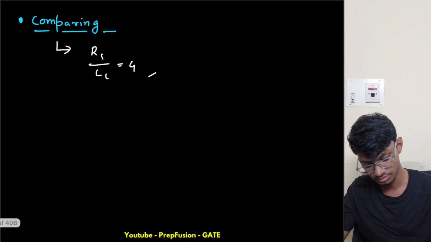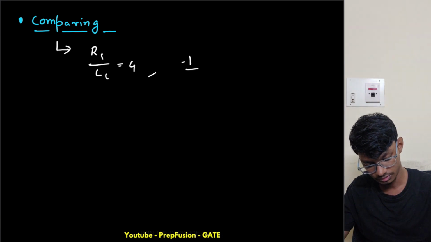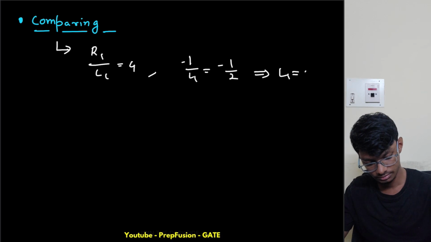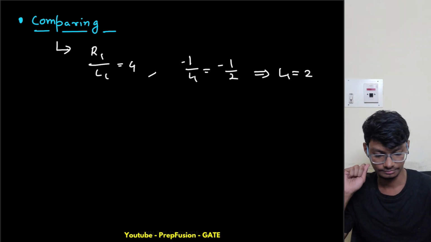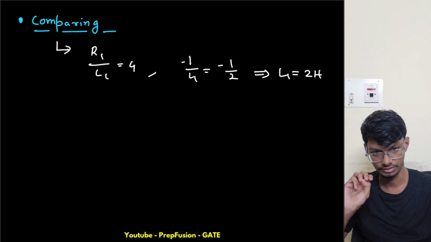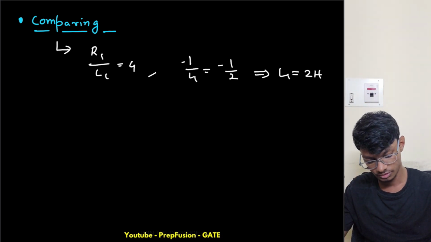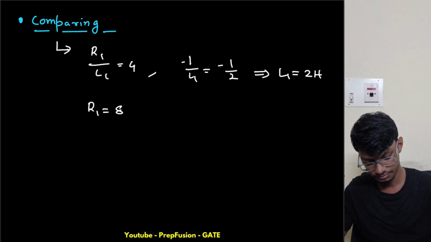So basically L1 equals 2, right? L1 equals 2 Henry. Okay, so I get L1 as 2 Henry. So what is R1 equal to? So R1 will be equal to 8 ohms.